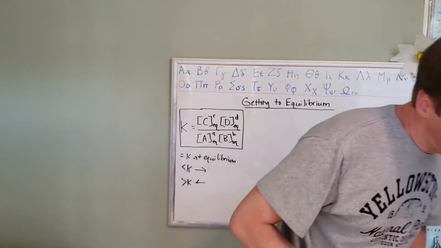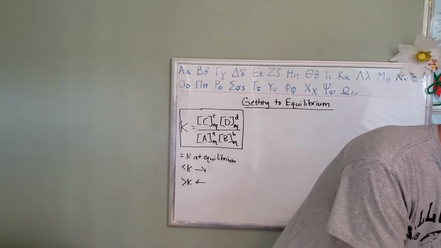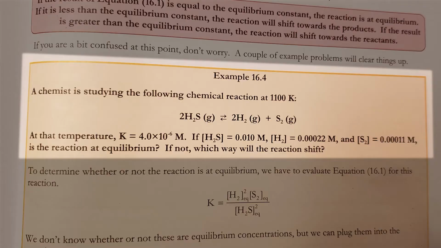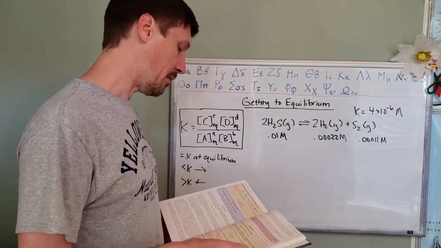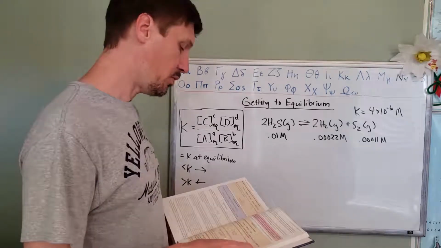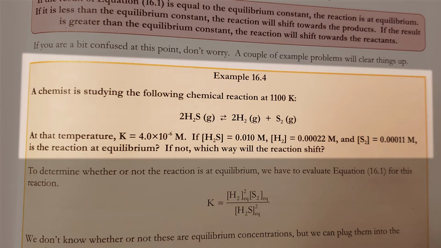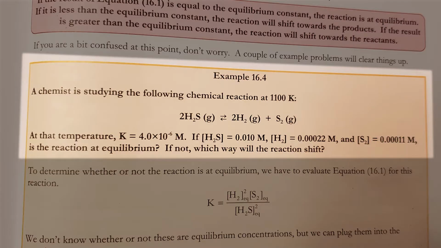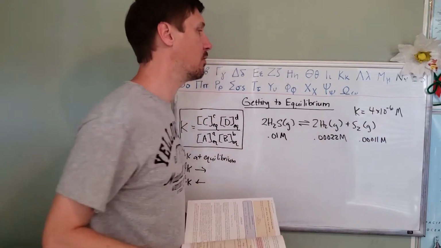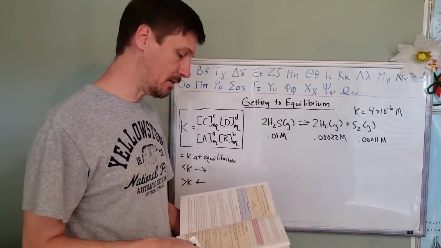And the problem's on page 493, example 16.4. And the problem says, a chemist is studying the following chemical reaction at 1100 K. All right, remember this K is only good at a particular temperature. So at 1100 Kelvin, we have this reaction here. 2H2S is going to produce 2H2 plus S2, right? All of these are gases, so they'll all figure into the equilibrium constant. And it says at that temperature, K is equal to 4 times 10 to the negative 6 molarity. So we've written that down right here so that we know what the correct value of K is.